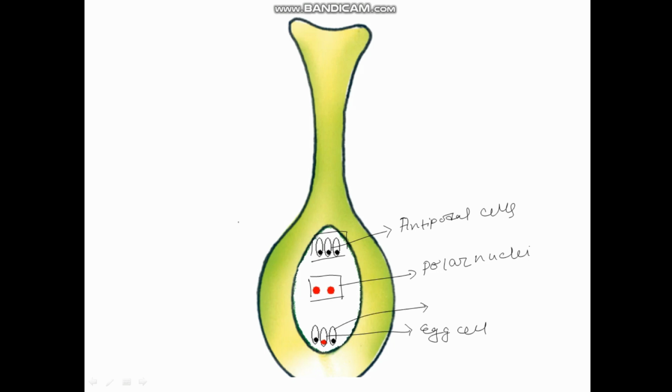Now this is the structure of an ovule, which consists of a total of 10 nuclei. The three nuclei at the top are known as the antipodal cells. The two nuclei in the middle are known as the polar nuclei. And the last three nuclei are at the bottom, and among them the middle one is the egg cell, and the other two nuclei, which provide support to the egg cell, are known as synergids.